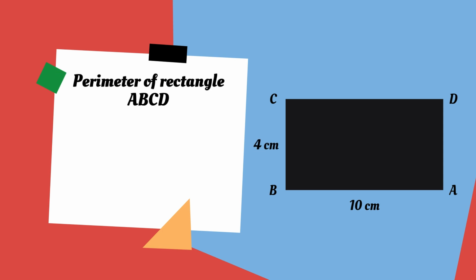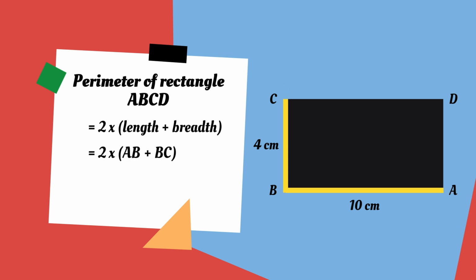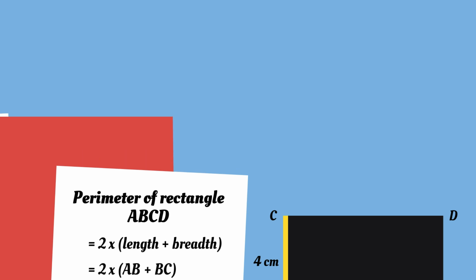Now, let us determine the perimeter of a rectangle with a length of 10 cm and a breadth of 4 cm. The formula for the perimeter of a rectangle is 2 times the sum of its length and breadth. Considering the length as 10 cm and the breadth as 4 cm, we get the perimeter as 28 cm.